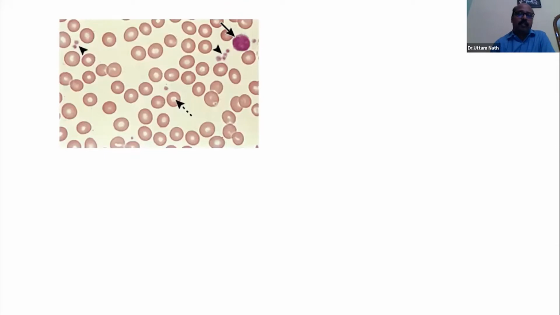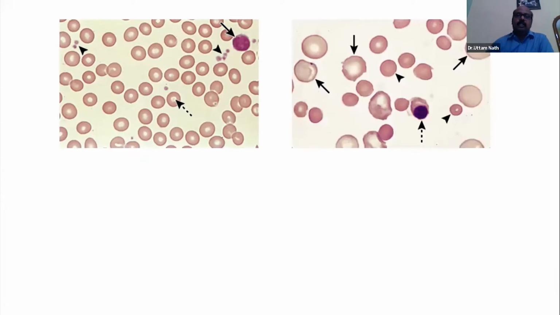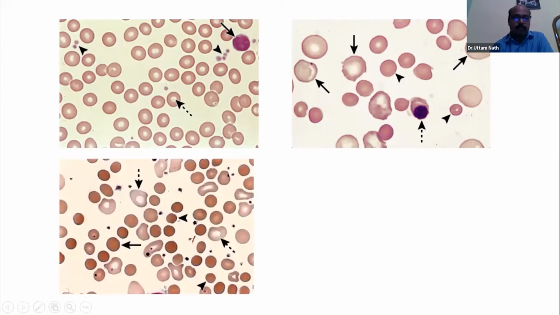This is a normal blood picture. You can see the normal central pallor and size of the RBCs. And this is the picture in AIHA, where you get reticulocytosis leading to the presence of polychromatophilic macrocytes on the peripheral smear, some spherocytes and some microspherocytes. These are the spherocytes and these are the microspherocytes, which result from membrane loss and phagocytosis in the spleen.